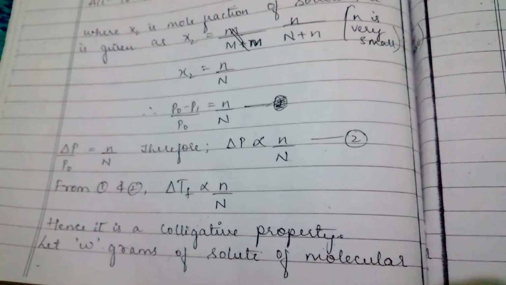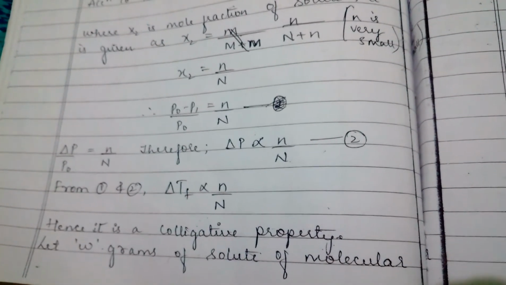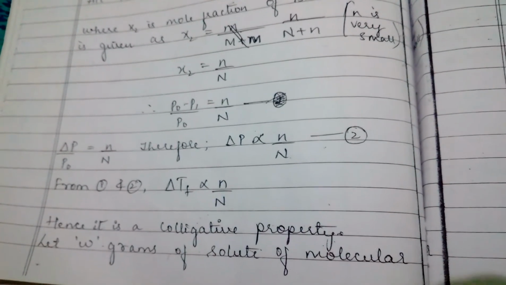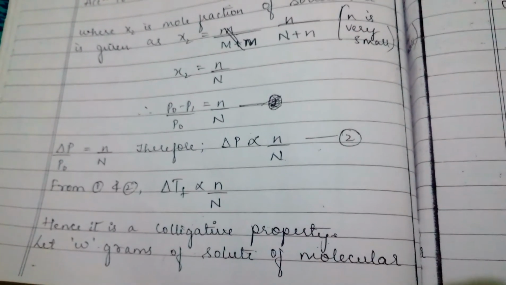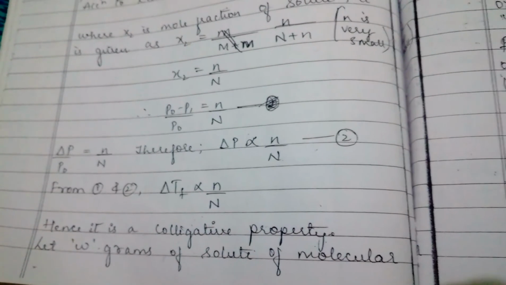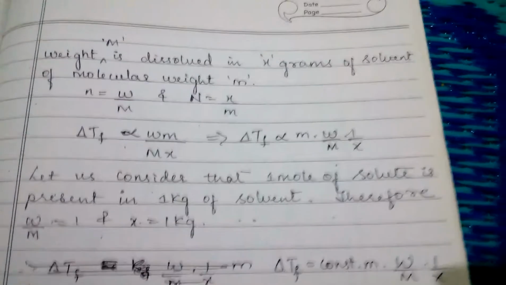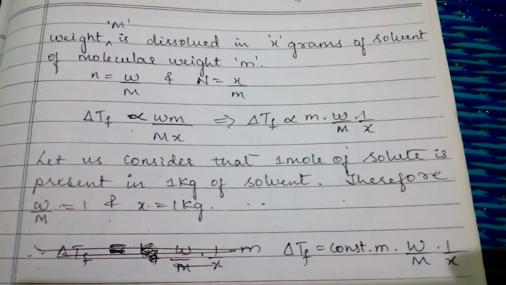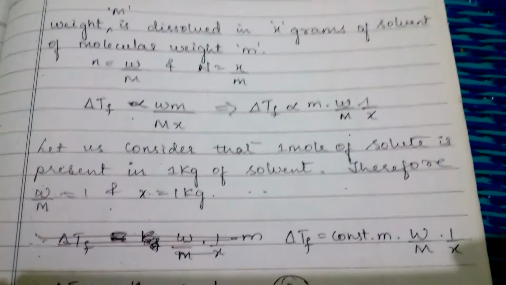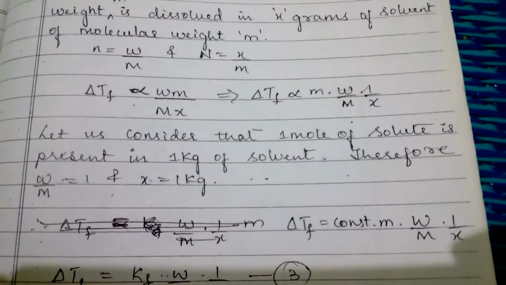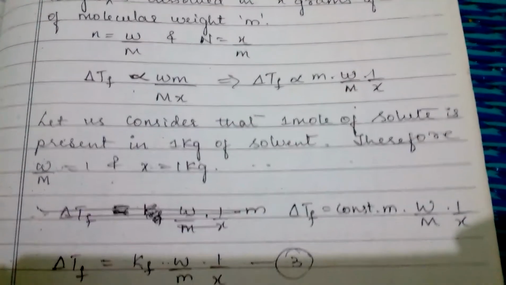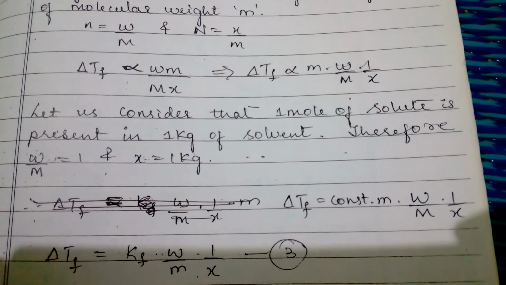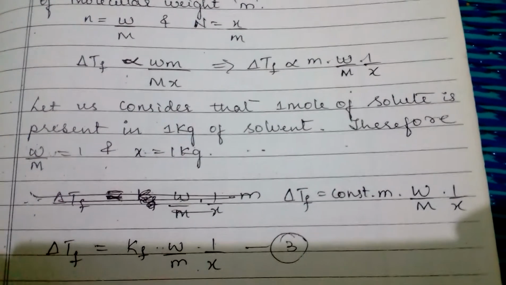From equations 1 and 2, delta Tf is directly proportional to n by capital N. Here it is a colligative property. Let W grams of solute of molecular weight capital M be dissolved in X grams of solvent of molecular weight small m. Small n is equal to W by M and capital N is equal to X by small m. Therefore, delta Tf is directly proportional to W m by M into X. Therefore, delta Tf is directly proportional to m into W by M into 1 by X.